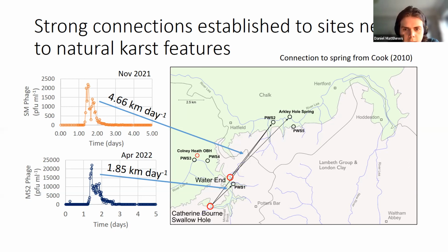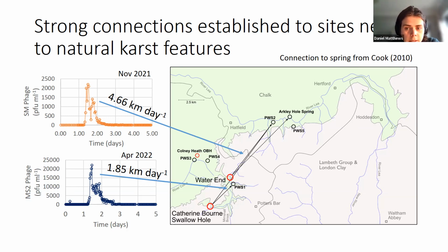So the first observation here, these breakthrough curves show the breakthroughs from the Catherine Bourne to site 1 and Water End to site 2. They're just example breakthrough curves. So the first observation is that we only observed tracer breakthrough at site 1 and 2.